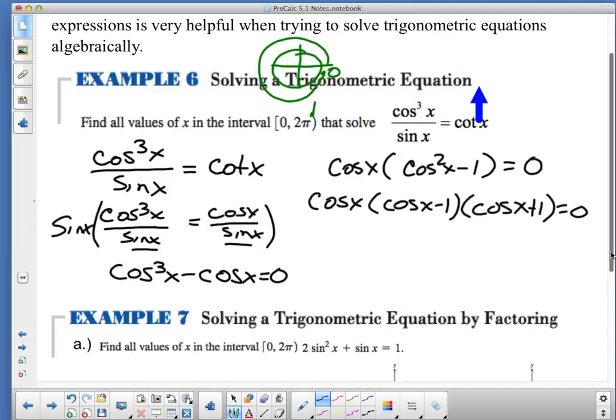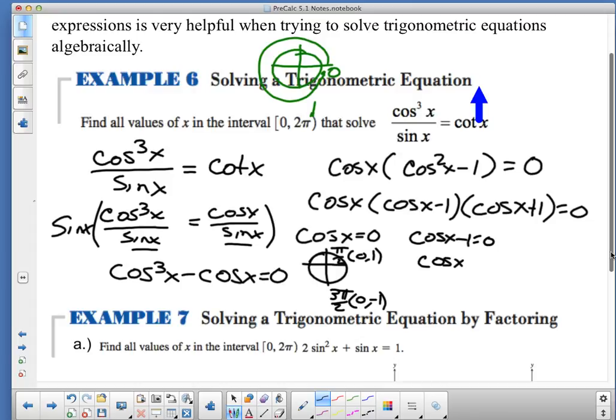Now, I'm going to find where cosine x is equal to 0. As I'm spinning around here, cosine x is equal to 0 at pi over 2 and 3 pi over 2. So at pi over 2, I've got 0, 1, and at 3 pi over 2, I've got 0, negative 1. Okay, so those are values of x there. Here, cosine x minus 1 equals 0 when cosine x is equal to 1, and cosine x plus 1 is equal to 0 when cosine x is equal to negative 1. So I'm going to be thinking about where cosine x is 1 and negative 1.